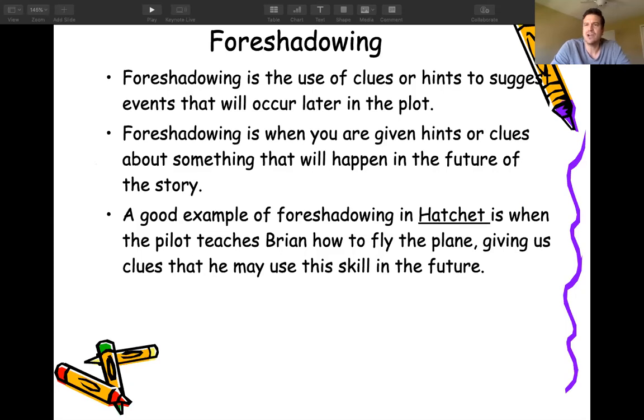Foreshadowing. So this is kind of the opposite of a flashback. It's using clues to suggest what's going to occur later on in the future. It's when you give hints or clues about something that will happen. A good example in Hatchet is when the pilot teaches Brian how to fly a plane. That gives us clues that he may need that skill in the future because he does have to fly the plane.